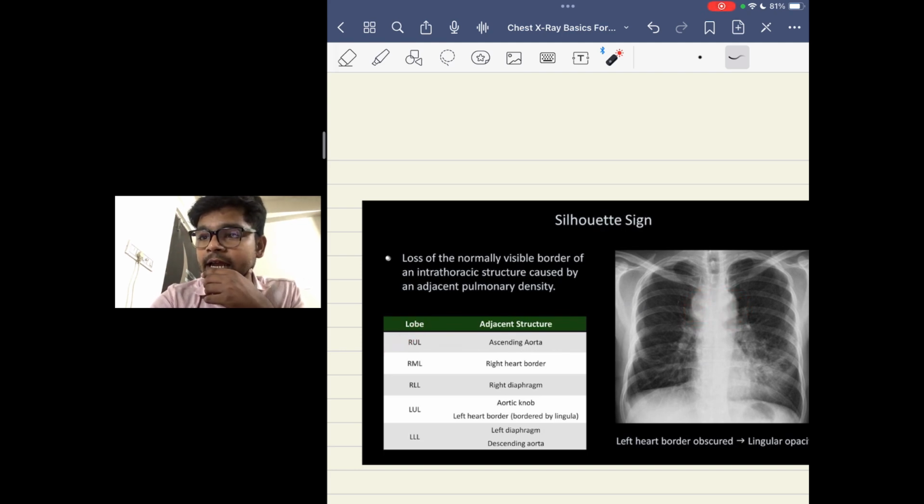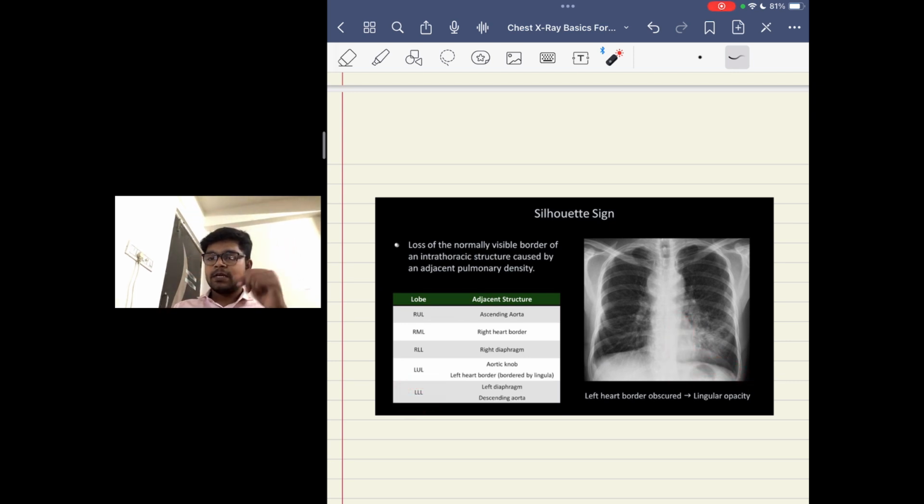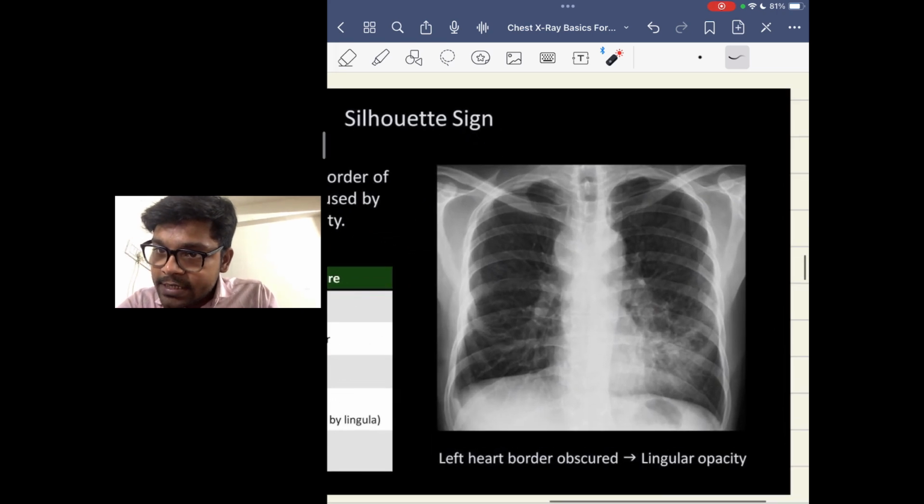If it is in the right middle lobe, you cannot see the right heart border. You cannot see the right heart border. The right diaphragm is obscured by opacities in the right lower lobe. Similarly in the left upper lobe, the aortic knob and the left heart border cannot be properly seen because here lies the lingula and this is the upper lobe. Definitely part of the upper lobe is lingula, and the left diaphragm and the descending part of the thoracic aorta are obscured if the pathology is in the left lower lobe. So you can see that in this X-ray, where is the left heart border?